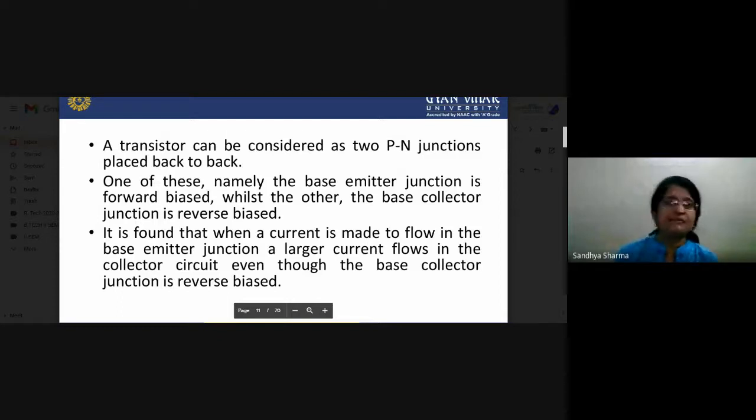So first of all, when we are constructing a transistor, from the construction point of view, we have to keep certain features in mind. In this way we have to make our transistor.